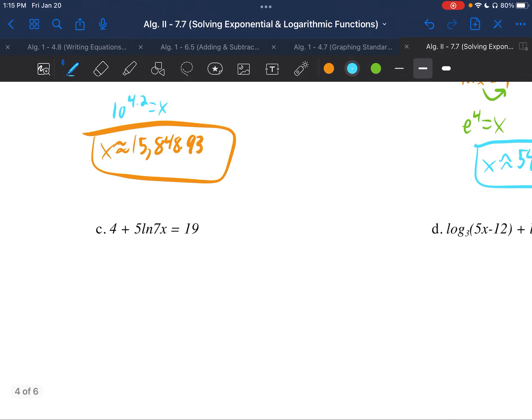Letter C. This time, we still need to get the log by itself by getting rid of that 4. So we'll have 5 times the natural log of 7x is equal to 15. Then divide by 5 and get natural log of 7x equals 3.